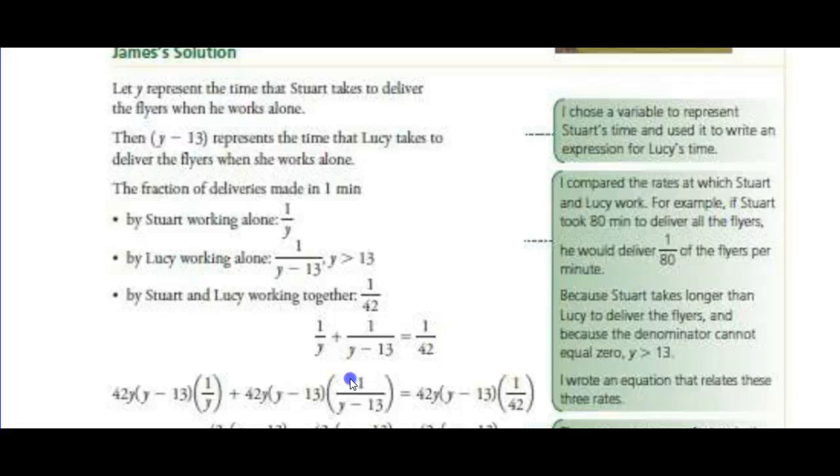Here it says, I compared the rates at which Stuart and Lucy worked. For example, if Stuart took 80 minutes to deliver the flyers, how much would he deliver each minute? 1/80th. That's the kind of reasoning they're going through here, saying working alone, it's 1 over y. If it takes me an hour, then I would do 1/60th per minute.